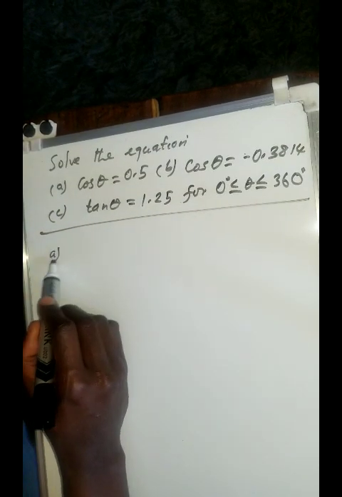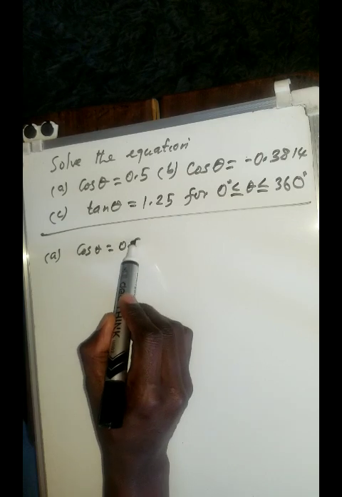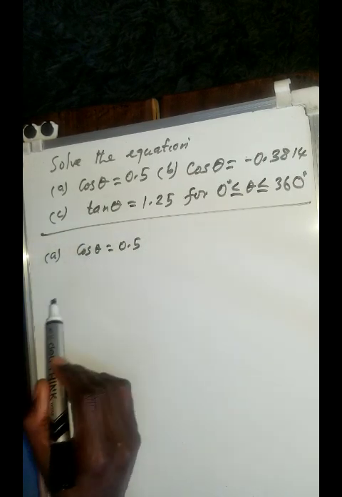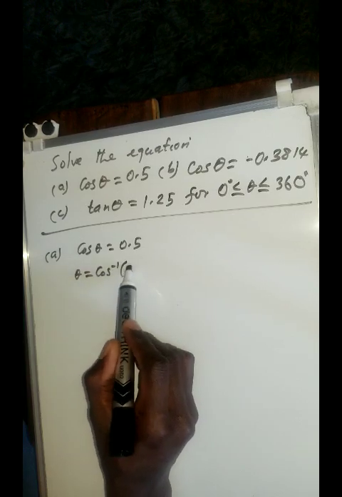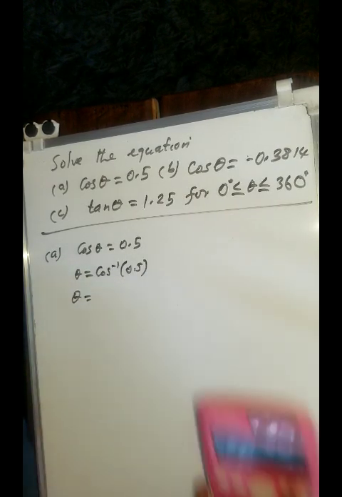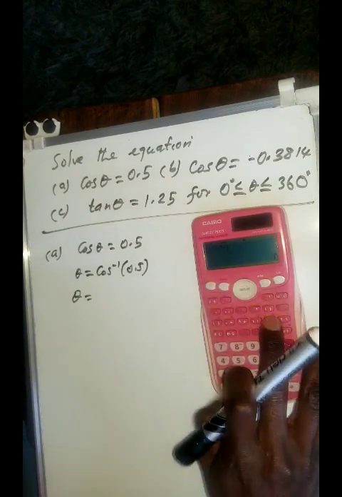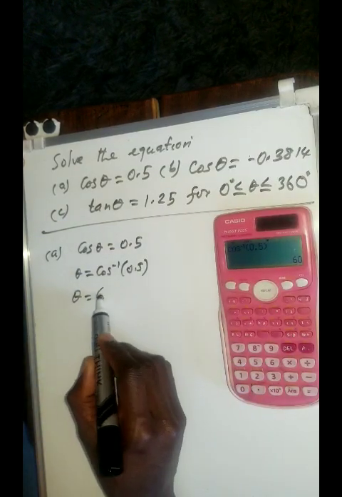Well, the first one there is simple as well. They have given you cos theta is equal to 0.5. So what you do, find the angle in the first quadrant. So theta will be equal to cos inverse of 0.5. And cos inverse of 0.5 gives me 60 degrees.